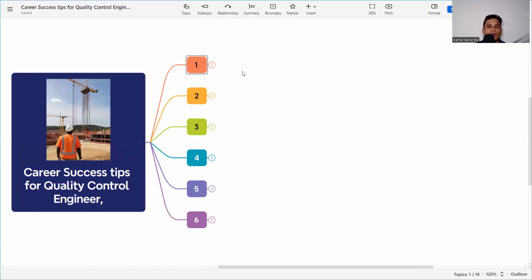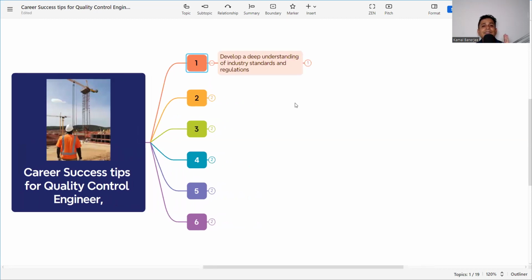So the first thing we need to know is to develop a deep understanding of industry standards and regulations. Why? Suppose you want to play football, what do you need to know? You need to understand what the game is, what the rules are, what the regulations are, and how to play. Without knowing all these things, you cannot get success. If you do not know what the offside rule is, what the penalty rule is, what the handball rule is, you will fail in football.